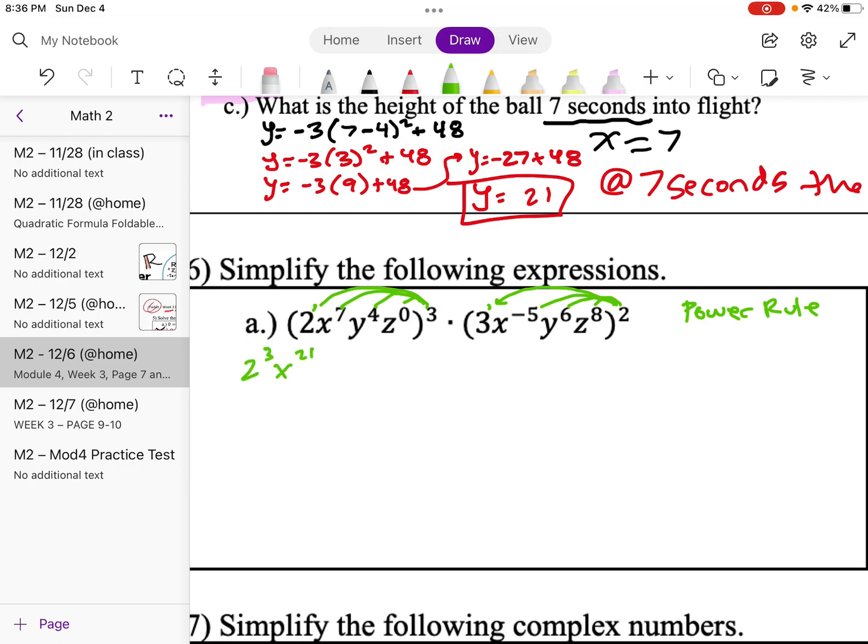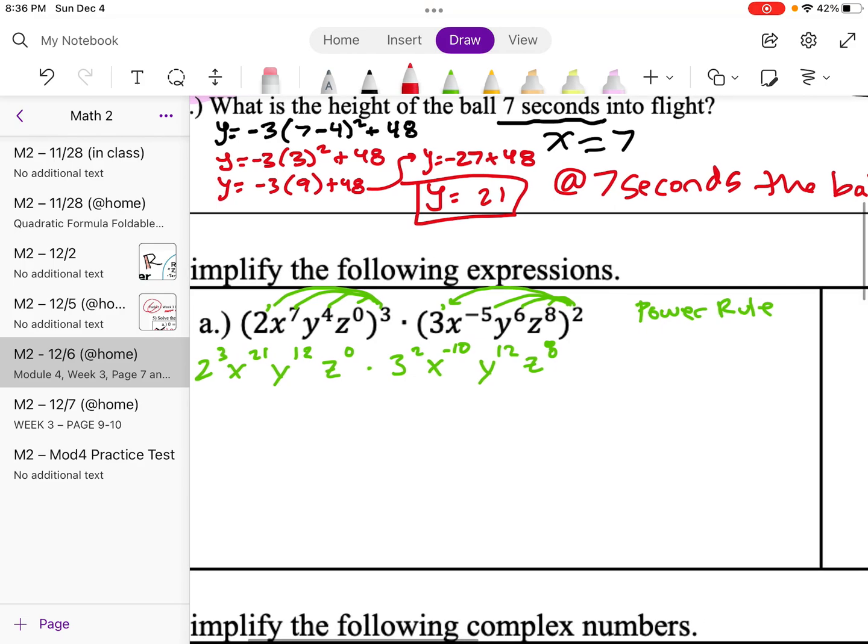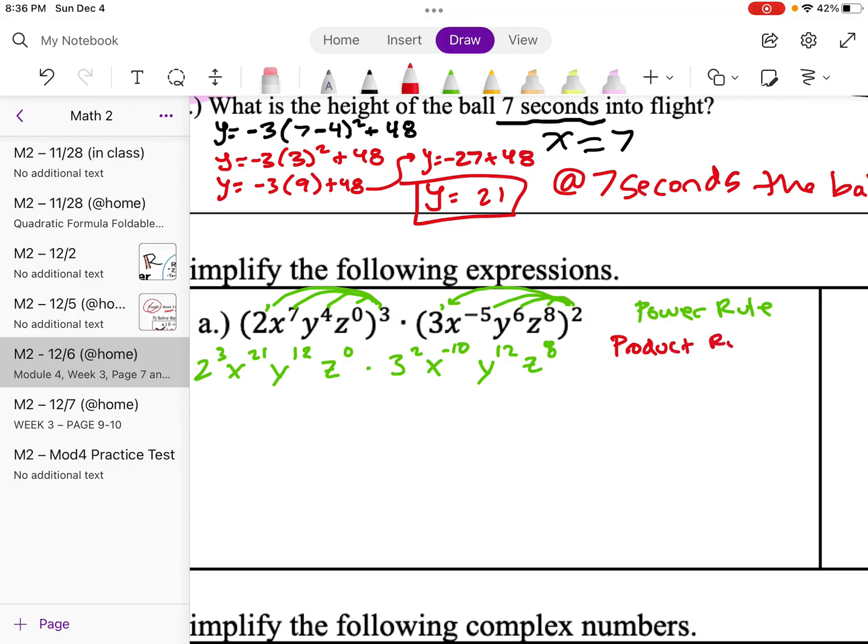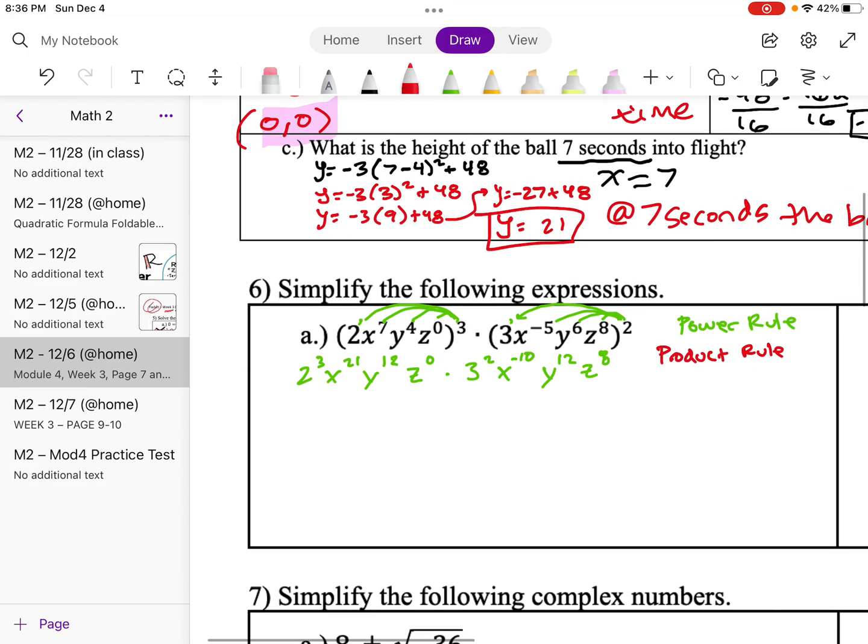So let's do a rewrite. 2 to the 3rd power, x to the 21st power, and then z to the 0 power. My next step, I'm going to be doing the product rule. I'm also going to simplify as I go.